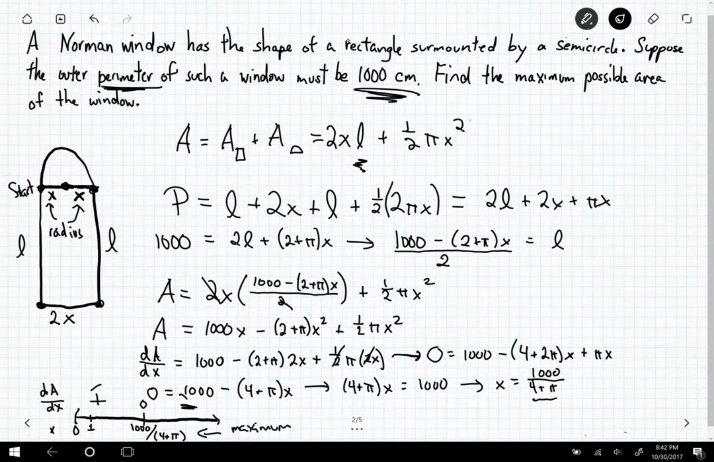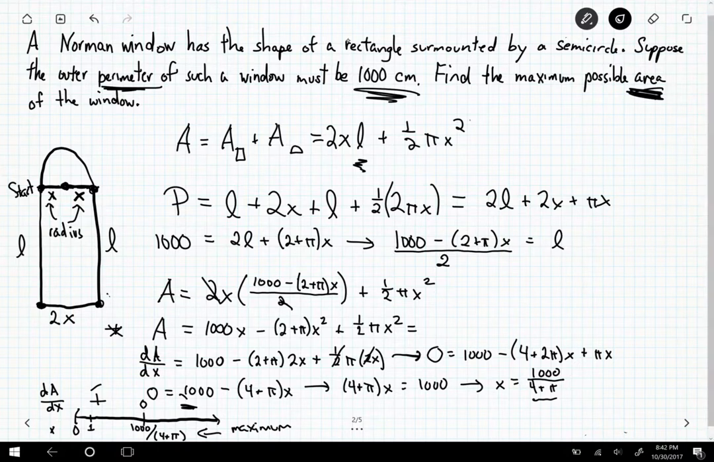But does that finish the problem? Well, no, not quite, actually. What we need to do is find the maximum possible area, right? So going back to this line, I'll start right here. What happens? Well, we've got to plug in. Oh, actually, I'll go one line down. It's the simplified form. We've got to plug in for x. Okay, what are we plugging in? We're plugging in 1,000 over 4 plus pi.